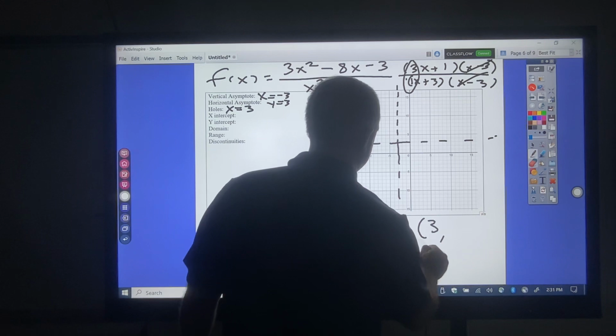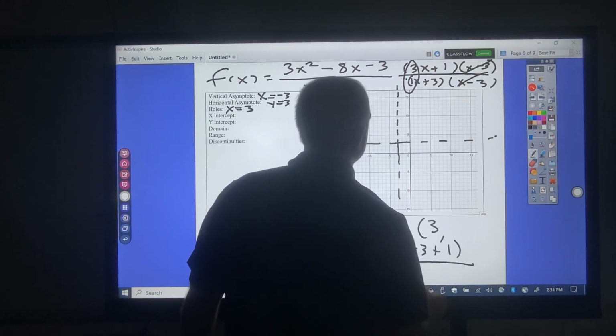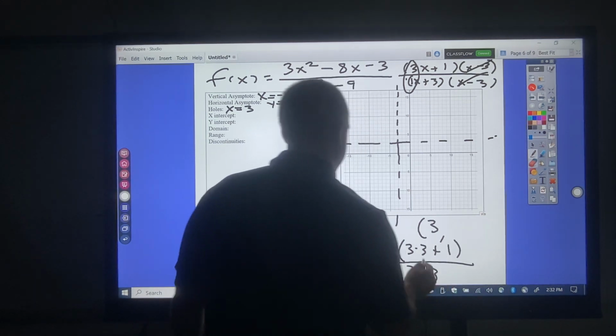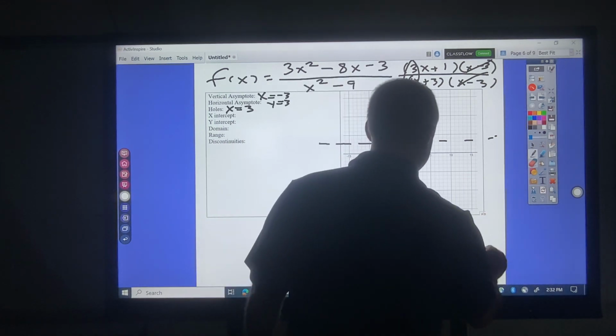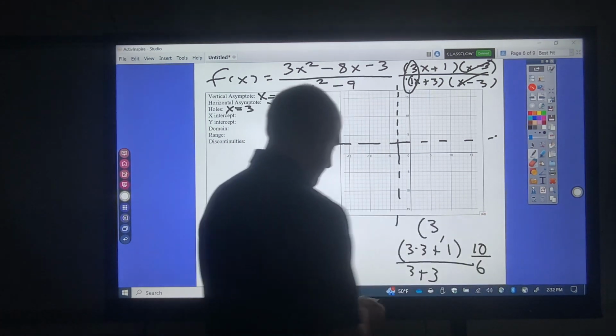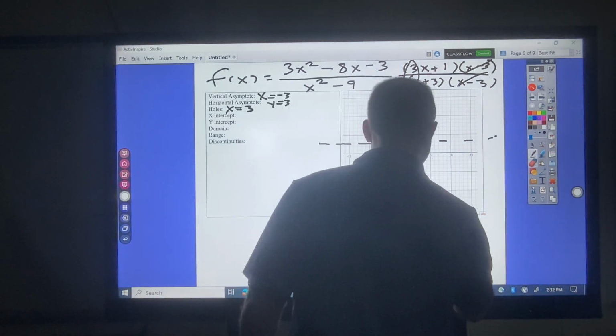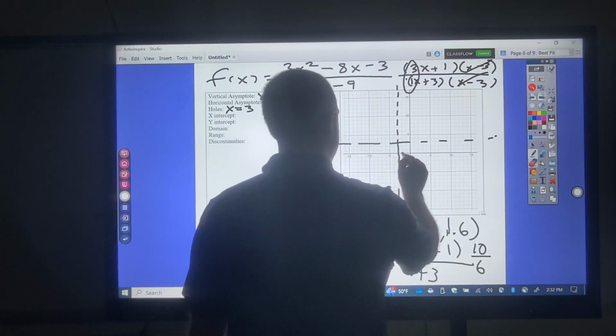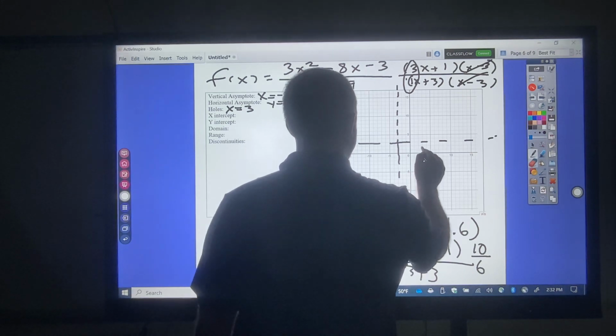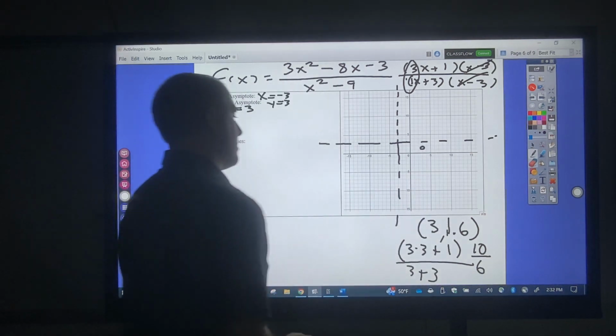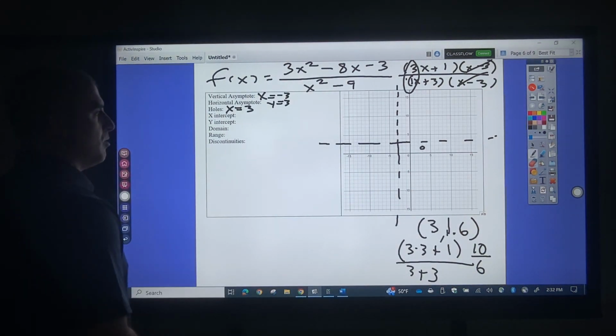Okay, if I want to evaluate where the hole is, I would put in 3 to what's remaining. So 3 times 3 plus 1 up top, and then 3 plus 3. So that's going to be 9 plus 1, which is 10. 10 divided by 6 is 1.6. So 3 over 1.6 up. So that's right there. Okay, that 1.6 will be important.